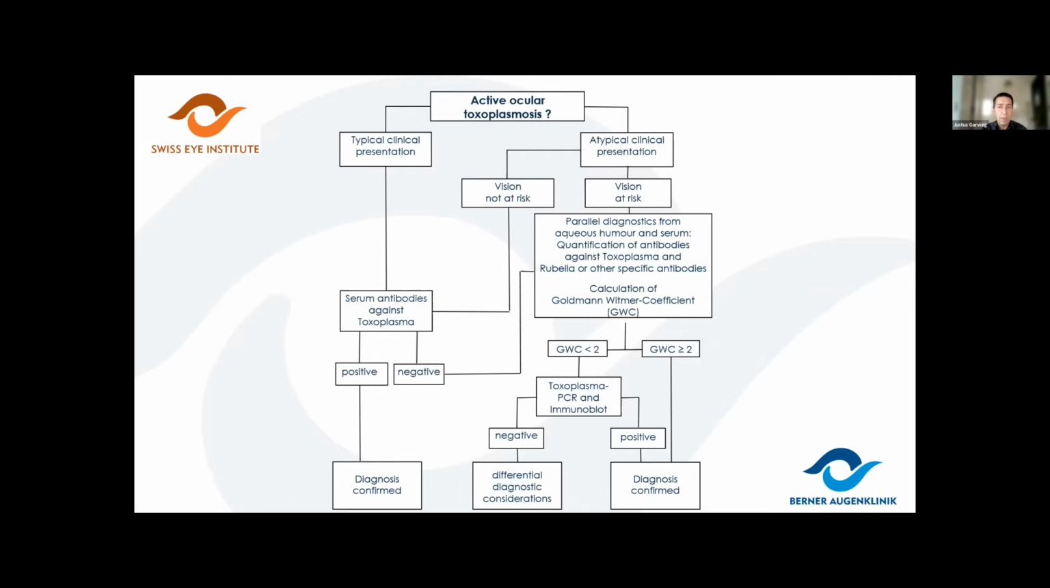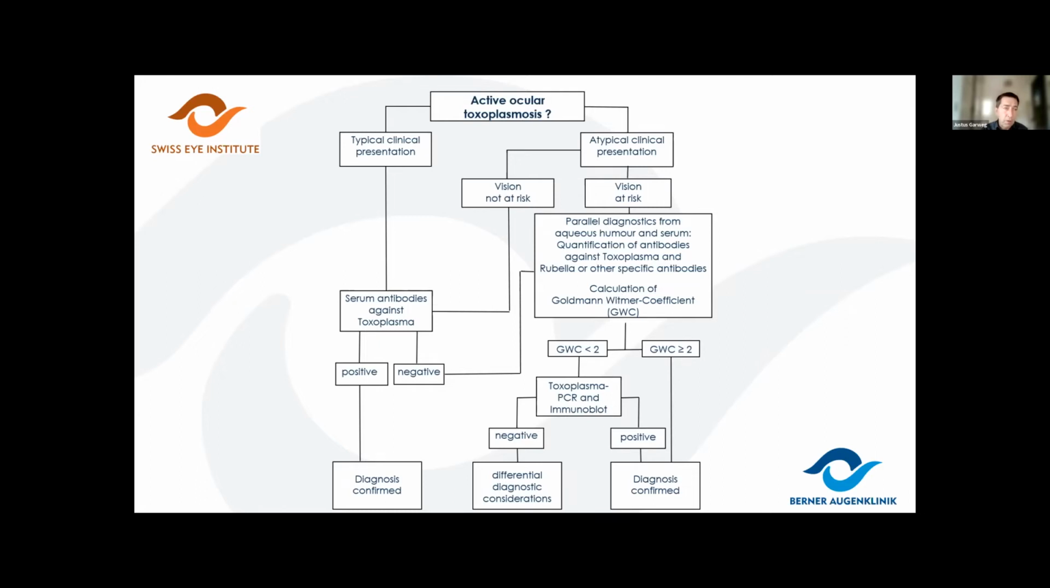If you have an atypical clinical presentation and vision is not at risk, then you may look at the clinical course and do only serum antibody testing. But as soon as vision is at risk, then you have to use parallel diagnostics from aqueous and serum with quantification of antibodies, not only to toxo, but also to rubella, to be able to calculate the Goldmann-Witmer coefficient, and do PCR if the Goldmann-Witmer coefficient is below 2.